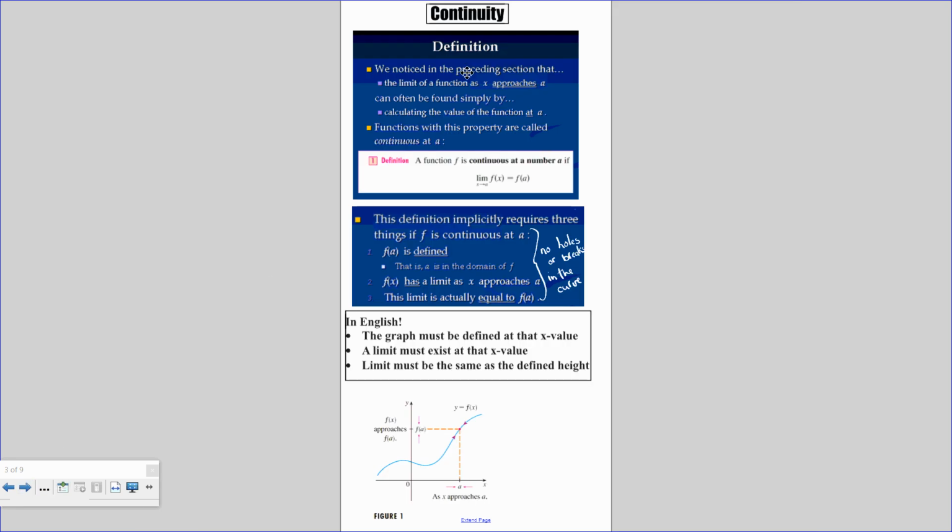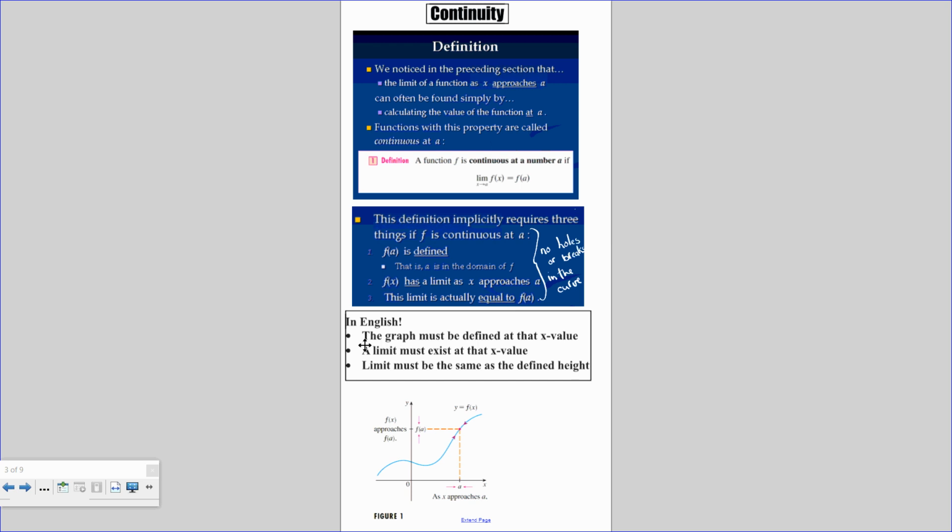In order for something to be continuous, it has to meet three specific requirements. We know the first is that f at a is defined. That means the function is defined at that x value. All right, the next thing is that a limit exists as x approaches a. So not only is it defined, but the function also has to have a limit at that x value. And finally, the third thing is that the limit is actually equal to the defined height. So the limit as x approaches a has to equal f at a.